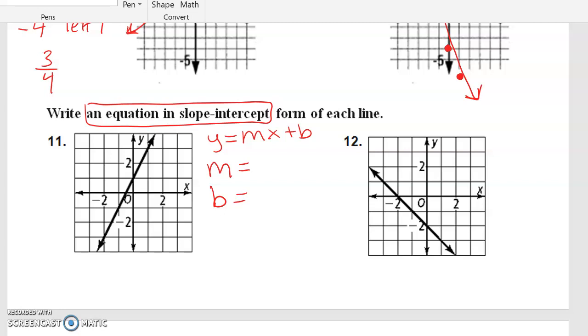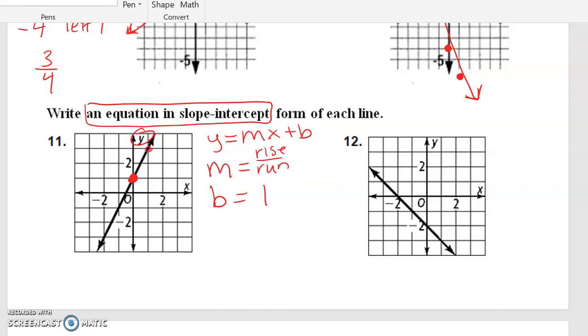So for me, I like to start with that y-intercept because I could just look at my vertical axis and kind of highlight where that line crosses. Well, it crosses at 1, so my y-intercept would be positive 1. Now I want to figure out my slope. So remember that your slope is your rise over your run.